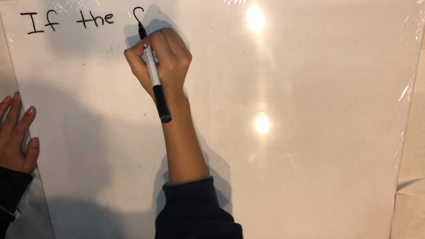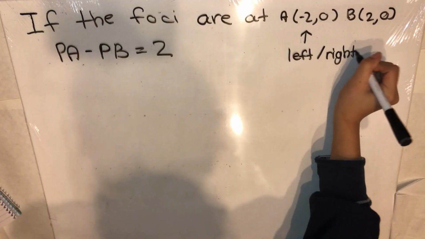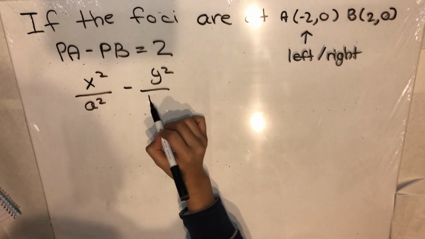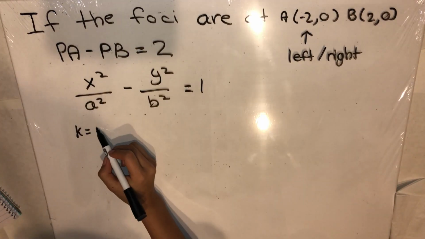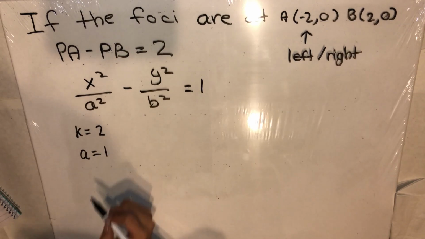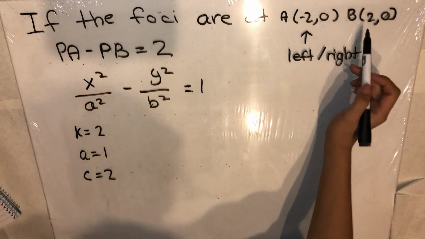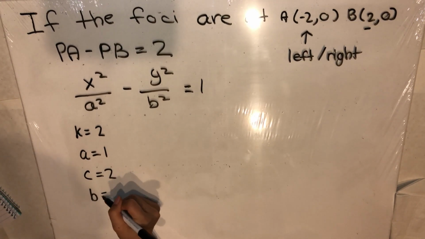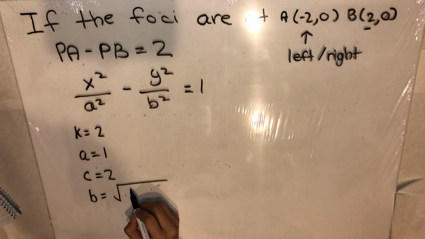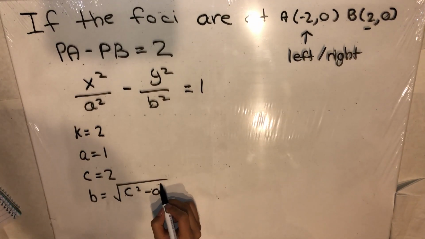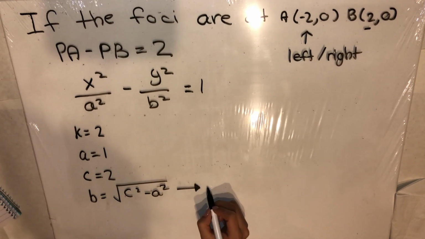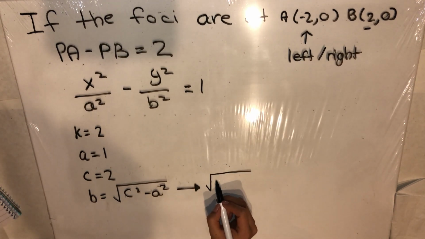Our last hard problem is focused around a hyperbola. Looking at this equation, we can tell it opens left and right. This is the form we're trying to get it in. We can pull out K, A, and C. Now we need to look for B. B is equal to the square root of C squared minus A squared. Thus meaning B equals the square root of 3.